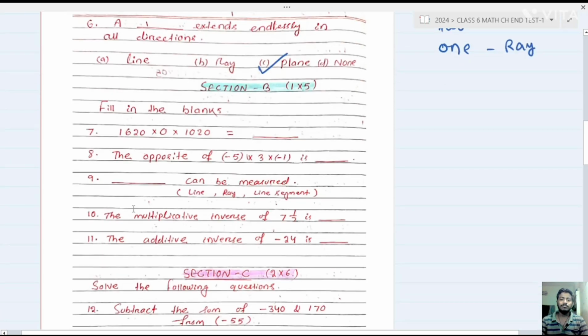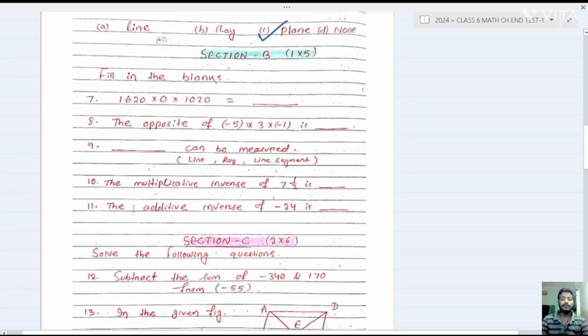Section B, that is 7 questions. 1620 into 0 into 1020, that is 0, because when we multiply 0 with any number, the product is 0. Okay. Now the opposite: first we solve, then we find the opposite. Opposite means plus becomes minus, minus becomes plus.